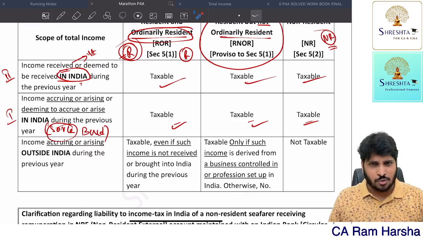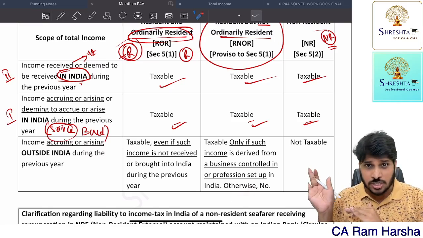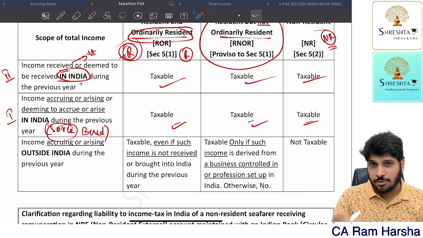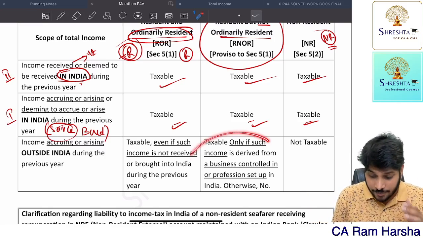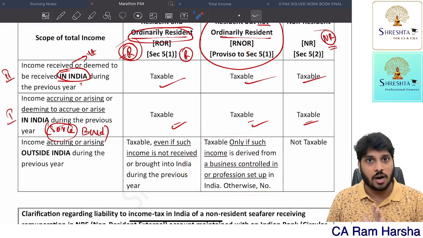Here, actually, business is outside. Profession is outside. You are receiving also, everything is outside. But that business is controlled from India. Profession is set up from India. Therefore, it is taxable for RNOR.